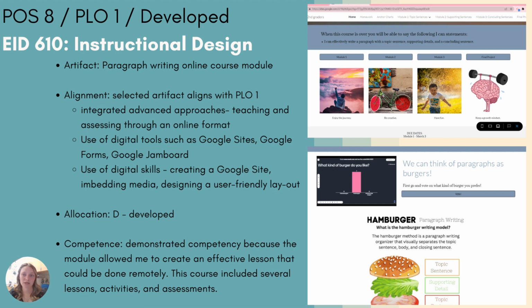My digital skills that I used just included my ability to create a user-friendly, organized Google site, and then also effectively embed media in there in a user-friendly way. Like I mentioned earlier, I labeled this artifact as developed. I feel like my skills really improved when I created this artifact. However, I definitely felt like there was some room for improvement. I demonstrated competence through this artifact by creating an effective and engaging lesson that could be done remotely. I developed several informative lessons, engaging activities, and an authentic assessment using digital tools and my digital skills.